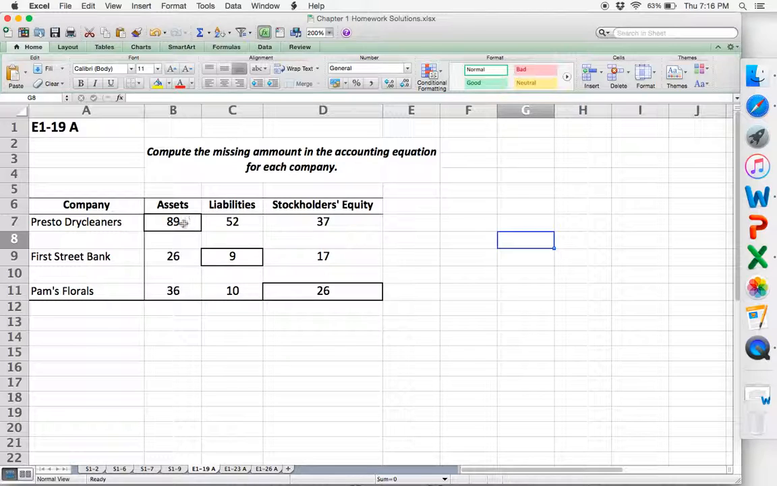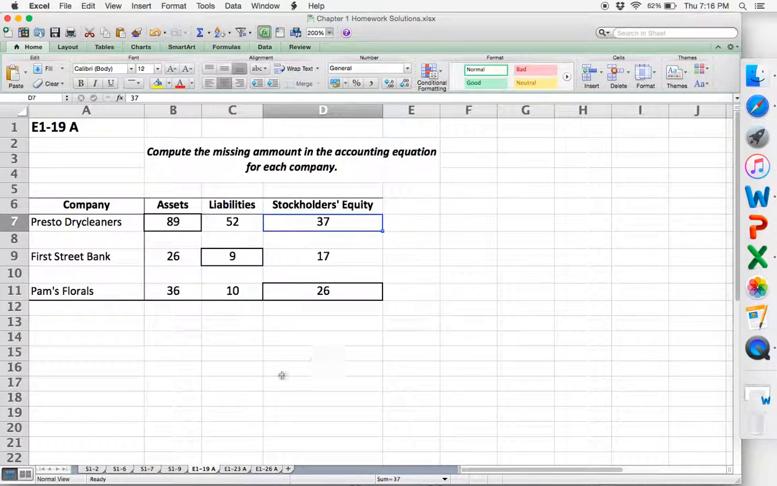So to get your assets, you add your liabilities and your stockholders' equity, so you get 89. To get your liabilities for First Street Bank, you subtract 17 from 26. And then for Pam's Florals, to get stockholders' equity, you subtract 10 from 36. And again, here I'm using handy dandy formulas. So if you were to use a template like this, you can go in and change these numbers and it'll change that accordingly.